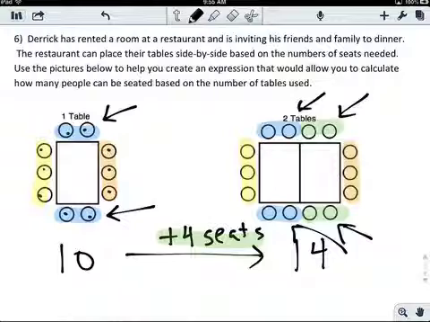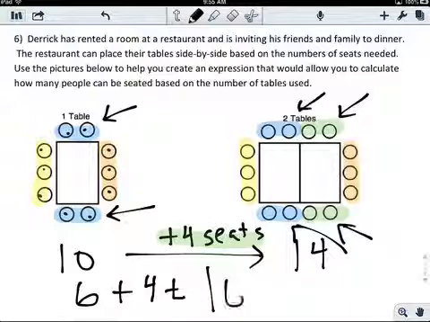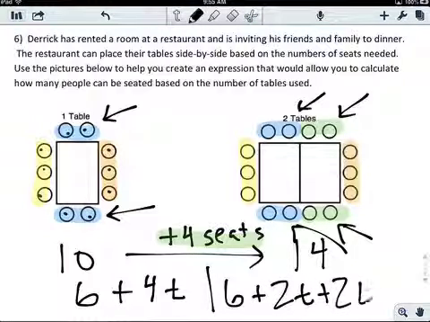What I'm going to write is, we have 6 people that are sitting at the ends of the table, plus, for each table, there appears to be 4 people sitting at the ends. We'll multiply that by t because it's 4 per table. Another way to write this expression, you could say there's 6 people sitting at the ends, plus 2 at the top for each table, plus 2 at the bottom for each table. Both expressions represent the same thing, but they represent it slightly differently.